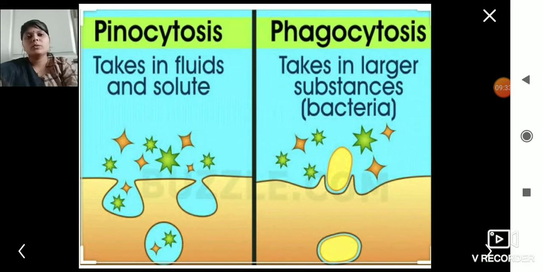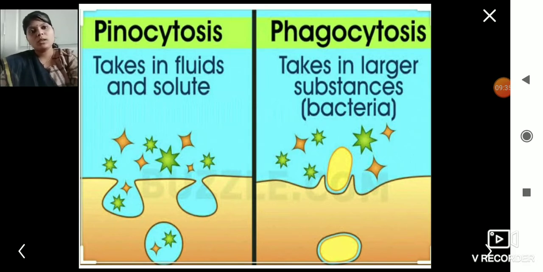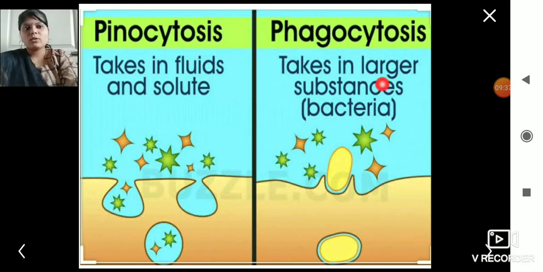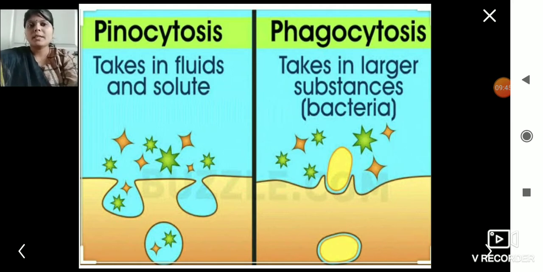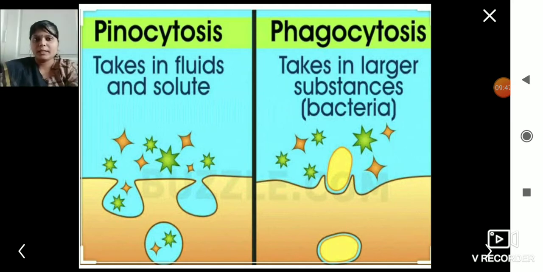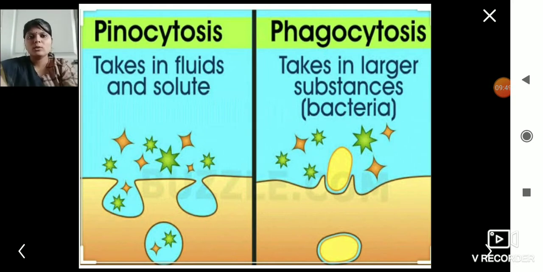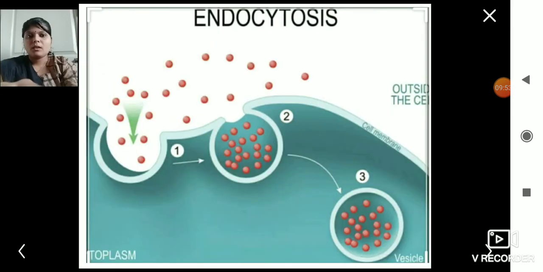If it is usable, then it will definitely be used by the cell. This is phagocytosis, which takes in larger substances and bacteria. The bacteria are taken inside with the larger substances, and then they are digested and disintegrated. This is called phagocytosis, which also helps us in the defense system.